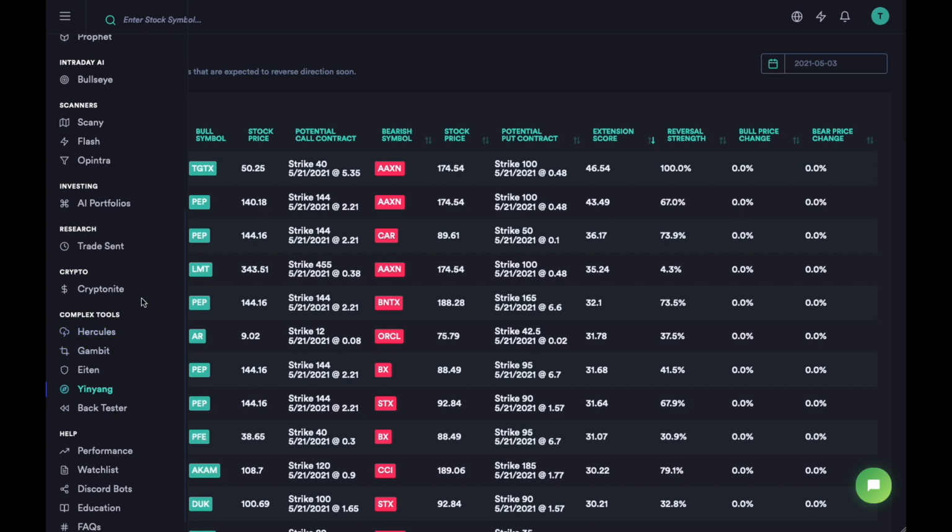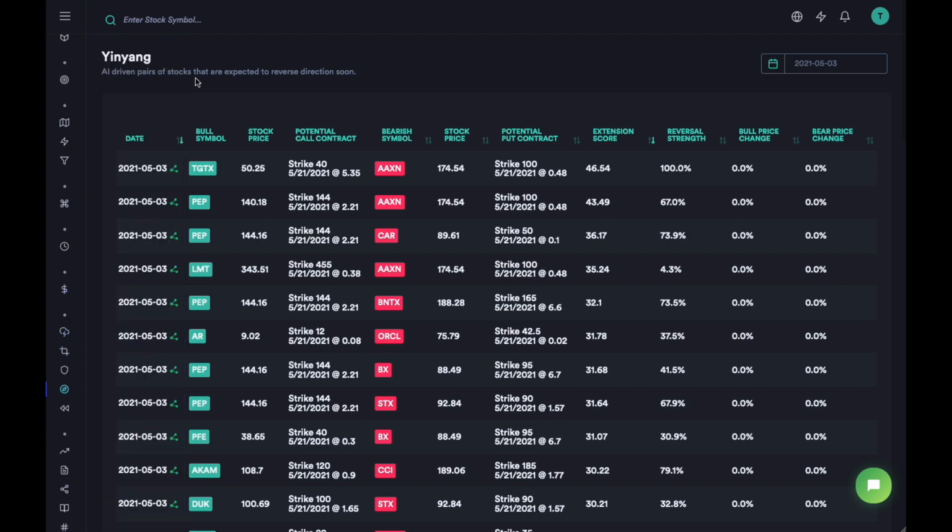So today we are going to talk about Yinyang, which is a pairs trading tool. If you're familiar with what pairs trading is and what cointegration is, then this is a perfect tool for you. But even if you're not, this tool can sometimes generate really good ideas. So I'll explain what it does and how to find good trade ideas from here.